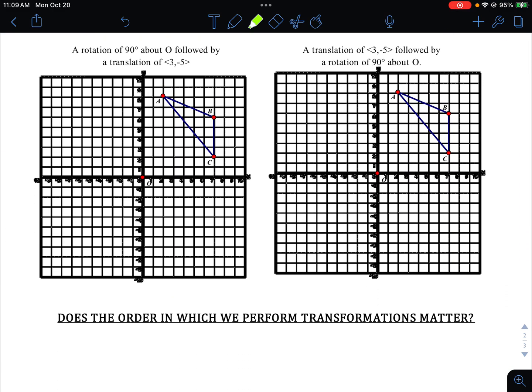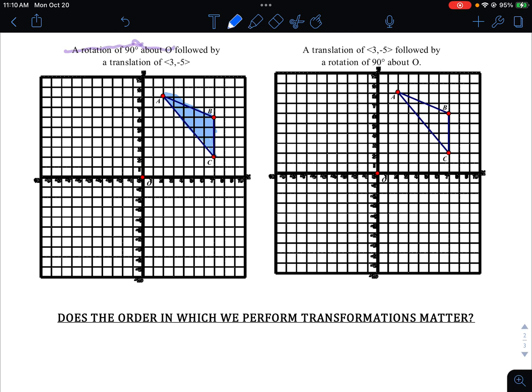Okay, so we're going to do these transformations in their order. Same two transformations. Have you noticed that? This is my pre-image right there. I'm just going to highlight that in blue. This is the pre-image, right? So the first thing I'm going to do is rotate it. That's number one. Number one is a rotation of 90 degrees about the origin.